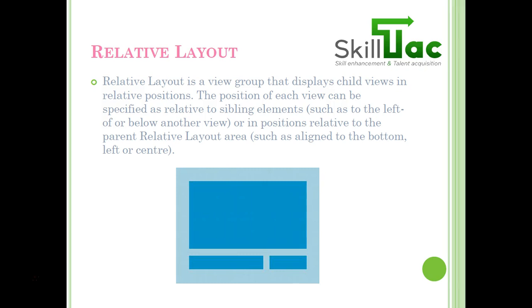One more thing I would like to specify here is that we can give relative positions between the sibling elements as well. That means the smaller views inside the parent view can be given relative positions to each other as well. So there are two types of dependencies: one is child to parent and the other is child to child. We'll cover this concept in an example today so that you understand better how these dependencies work with each other.